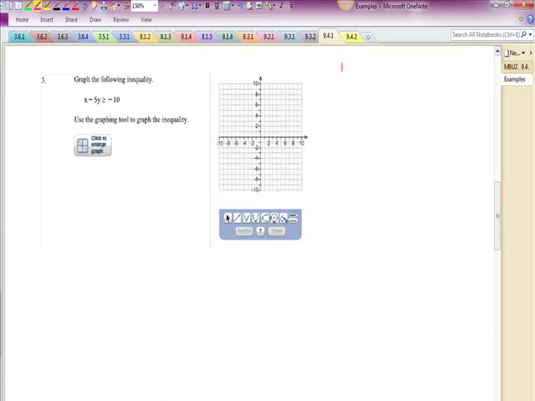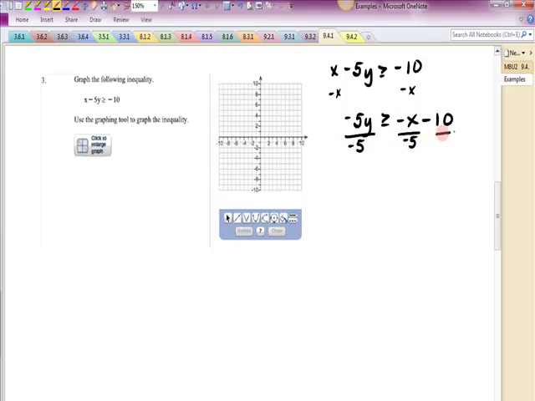All right, I have x minus 5y is greater than or equal to negative 10. Once again, I want it with y by itself. So subtract x. I have negative 5y is greater than or equal to negative x minus 10. Divide every term on both sides by negative 5.